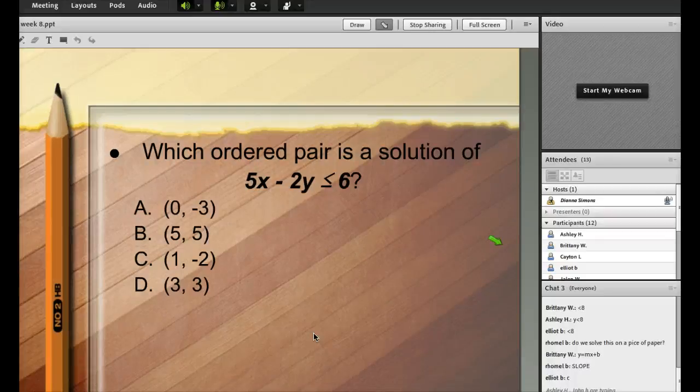Okay. Remember, we want the left side to be less than 6. Okay, so I've got Elliot says C. Ashley said D. Jenna says something. Ryan said D. Okay, so we get a bunch of C's and D's. So let's put in C. All right? Let me see if I can write this.